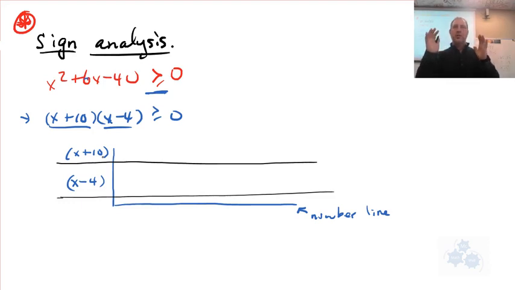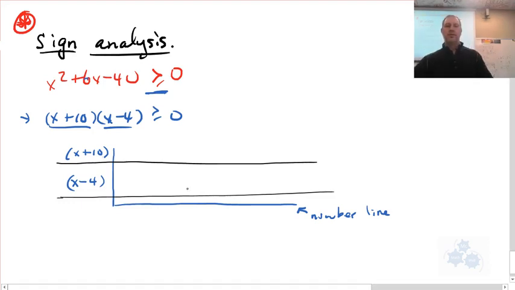X minus 10 equal to 0 when x is negative 10. So somewhere on your number line over here, we're going to put negative 10. And in this row across from this factor, we're going to put a 0. So what this says is that this factor, x plus 10, equals 0 at x equals negative 10. See that? That kind of lines up.